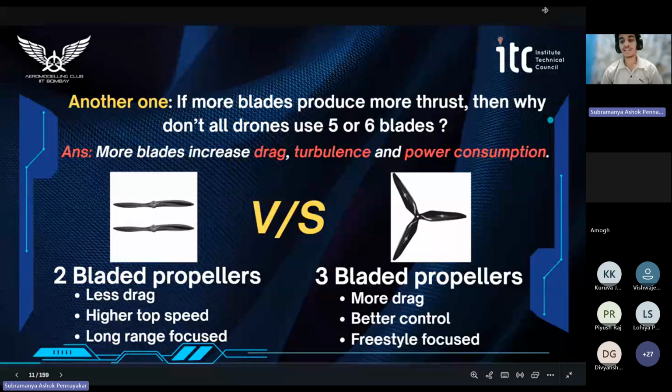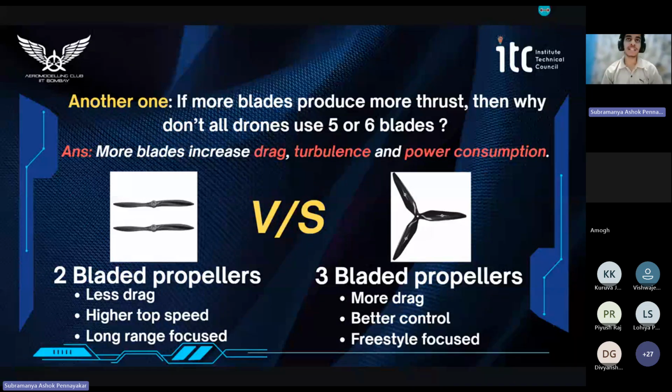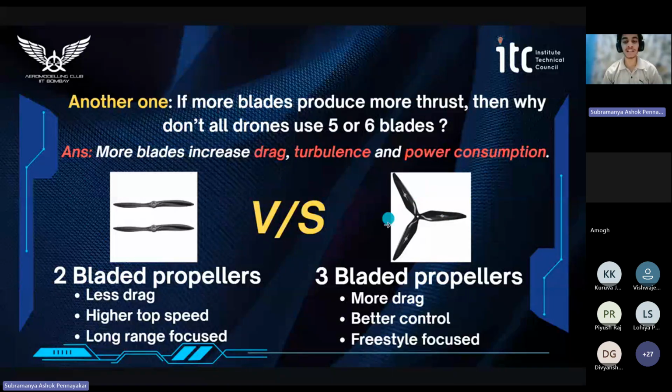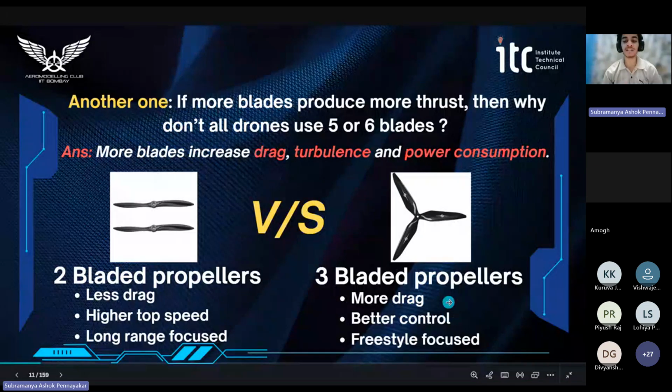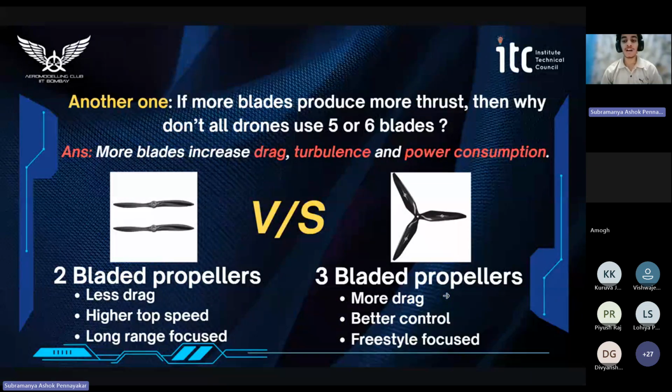Better control in the sense here, as you can see, the area of the blades has been increased and it interacts with air, so it accelerates more air, so more thrust is generated. And whenever you try to maneuver your drone, whenever the ESC tries to change the speed of the motor, thrust changes are strong here. That's the reason three-bladed propellers are for better control.